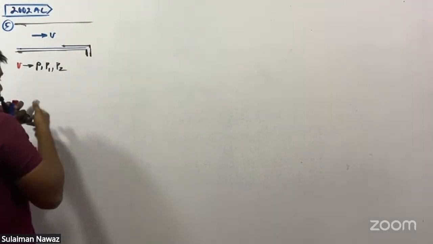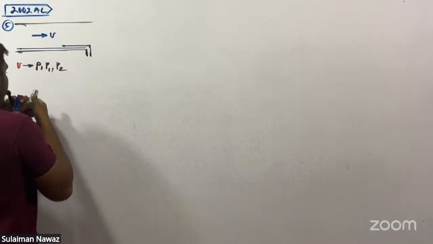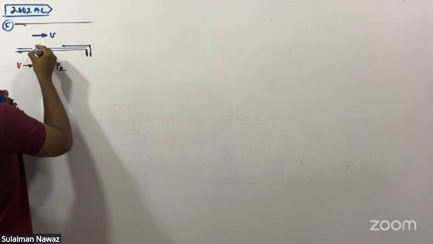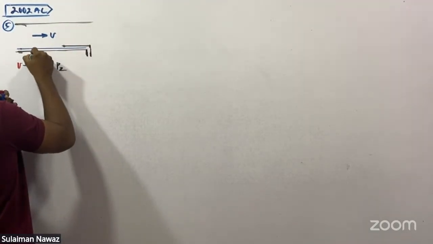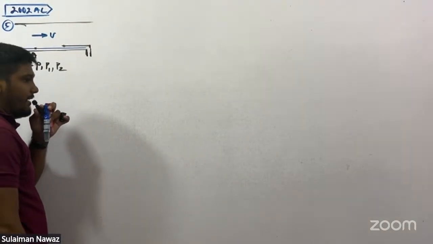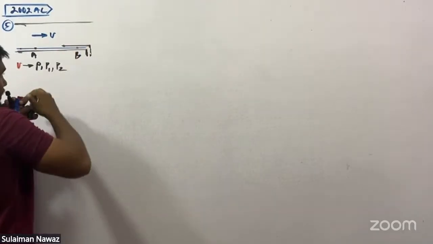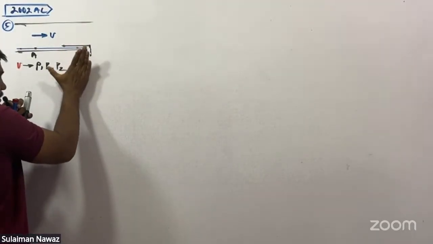Think in that way. I'm going to consider two points on the streamline. One point is point capital A, the other is point capital B. Just think that point A is closer to manometer A and point B is closer to manometer B. These are the most important highlighted points.